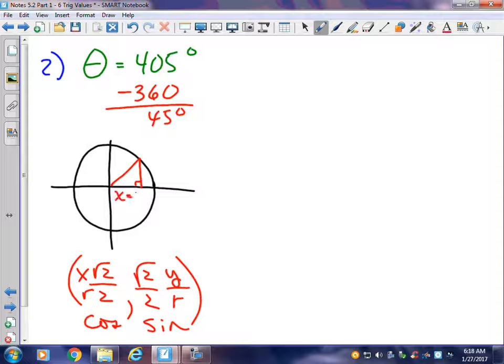So this is x equals the square root of 2 and y equals the square root of 2. And then the radius is equal to 2 because that's the number on the bottom of both of them.